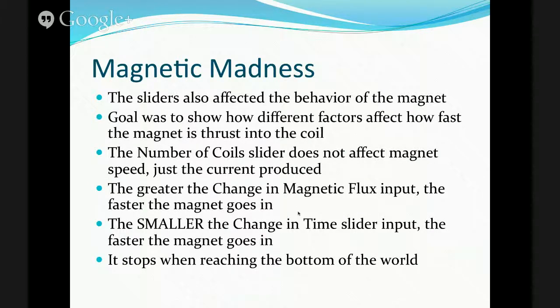Magnetic madness. Factors affect how fast the magnet moves. The higher the change in magnetic flux slider input, the faster the magnet goes in. The smaller the change in time slider input, the faster.